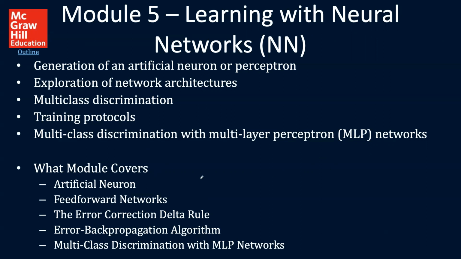In the handful of charts here, we'll first give an introduction to what an artificial neuron is and how we would go about creating a model for that. We'll then talk about feed-forward networks. We'll talk about the error correction delta rule. Then we'll speak about error backpropagation algorithms. So we have feed-forward, and then we have backpropagation algorithms. And finally, we'll finish up with multi-class discrimination with MLP networks.